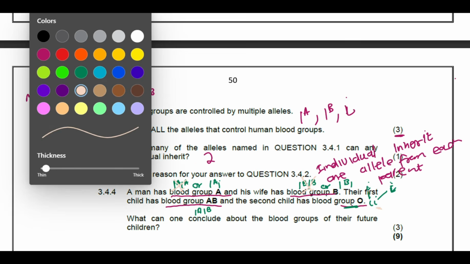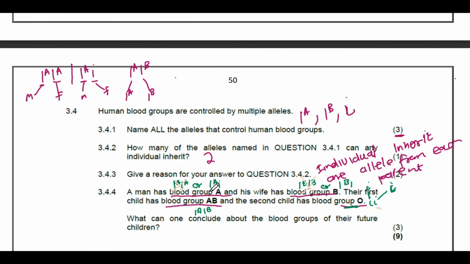Yes, ma'am. All right. So now that leaves us with the man having a heterozygous genotype for blood group A and the female having a heterozygous genotype for blood group B. So we're having an IAi crossing with an IBi.